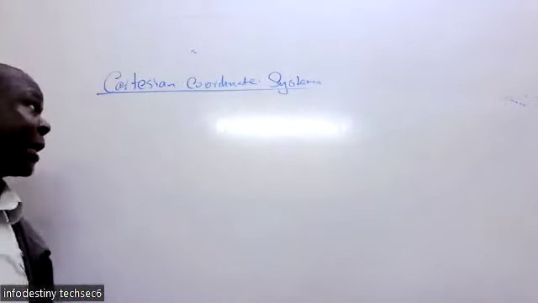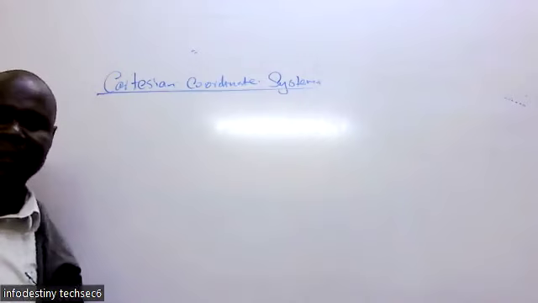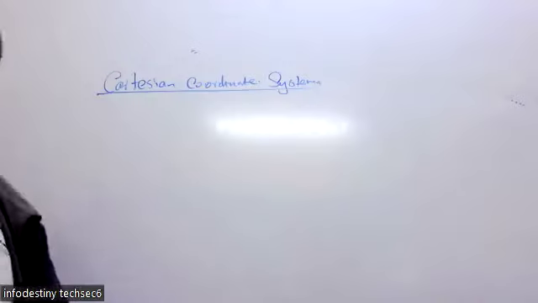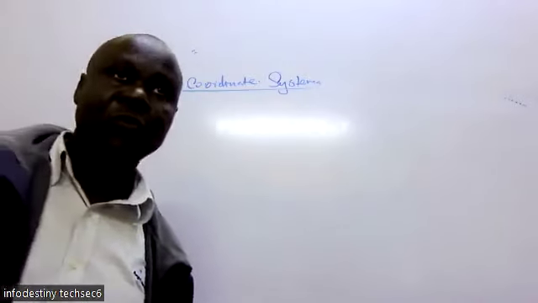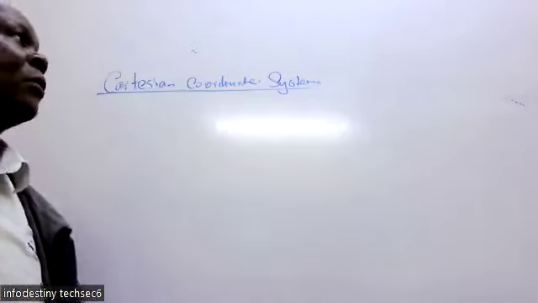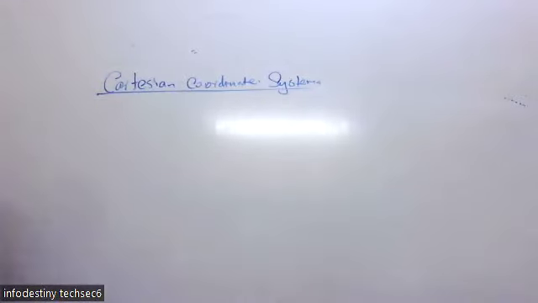So you continue. In a Cartesian coordinate system, two straight lines intersecting each other at a right angle on a plane of paper are drawn.